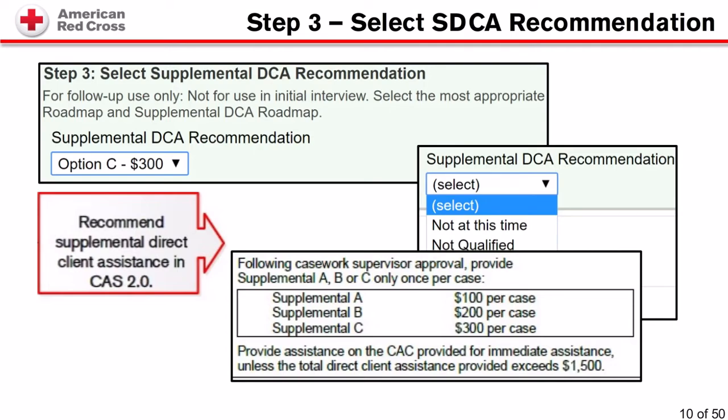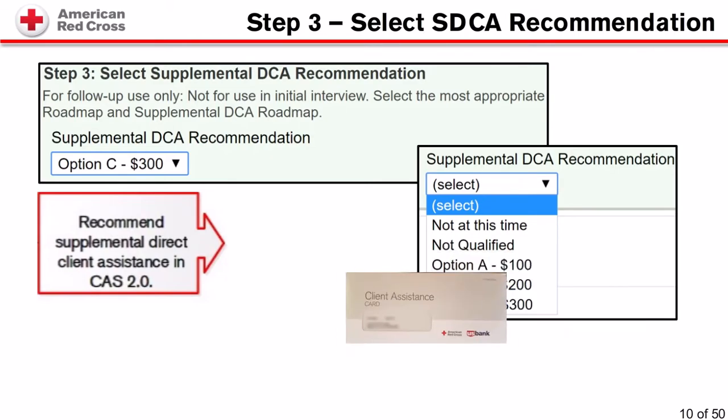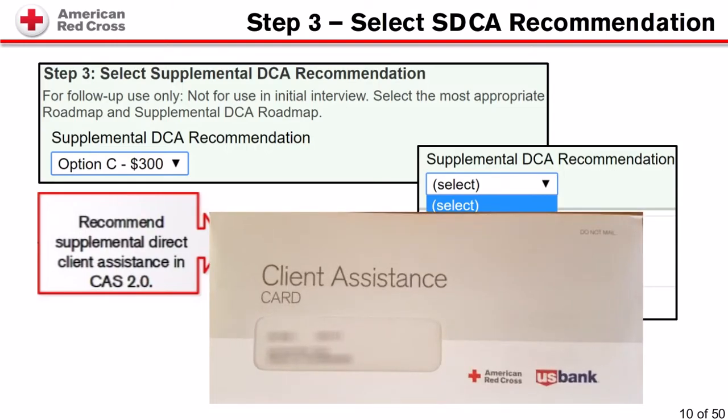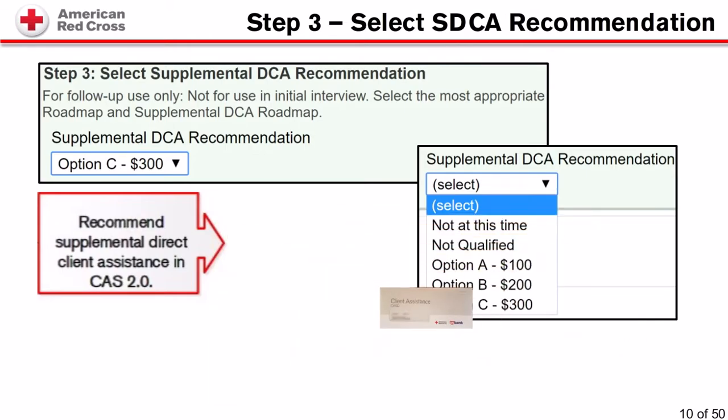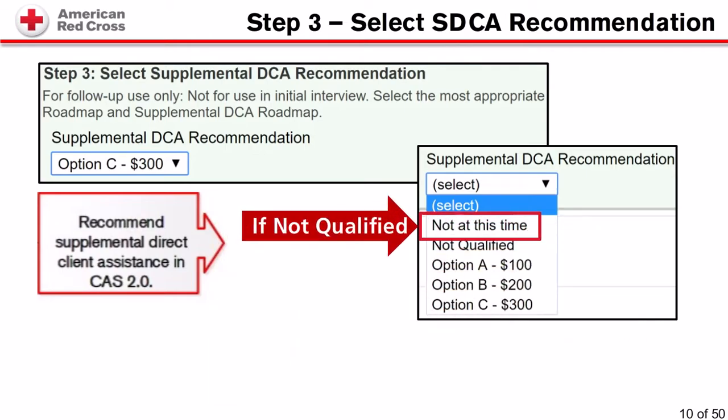Like all types of DCA, Supplemental DCA options A, B, or C are provided to the primary client on the same CAC if the client still has the original card. You may provide and activate a new CAC if the card was lost or the card load limits have been reached. If the client did not meet the qualifications, such as not having 2 or more roadblocks, or referrals are available to meet the need, select the recommendation Not at this time.